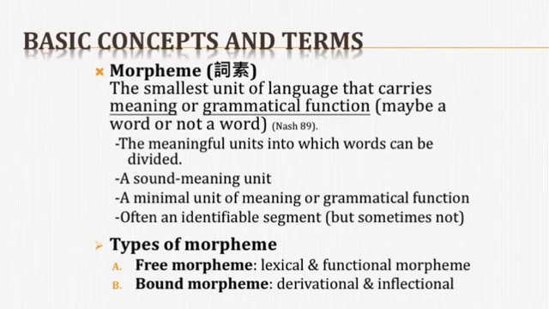And now we are going to talk about the different types of morpheme. Basically, there are two types, free morpheme and bound morpheme. If we divide free morpheme further, the first kind is called lexical morpheme, and the second, functional morpheme. Similarly, we can also divide the bound morpheme into two kinds, derivational and inflectional morpheme.